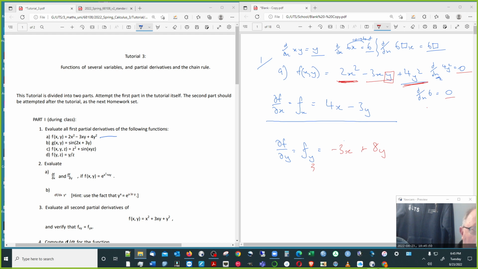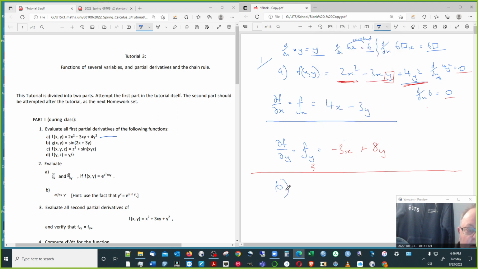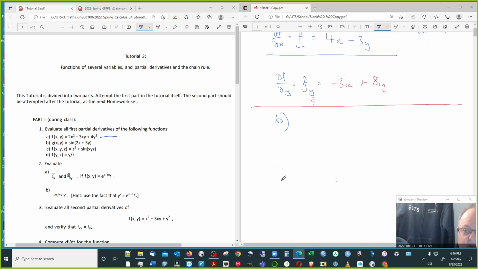All right, so the next one here is part B. Are there any questions about that? You happy with that? So for part B, we've got a function g of xy, so it's just a change of pronumeral. So that's annoying. G of xy. And it's a sine. Now what do we notice about this? This is going to be a chain rule. Okay, so a genuine chain rule.